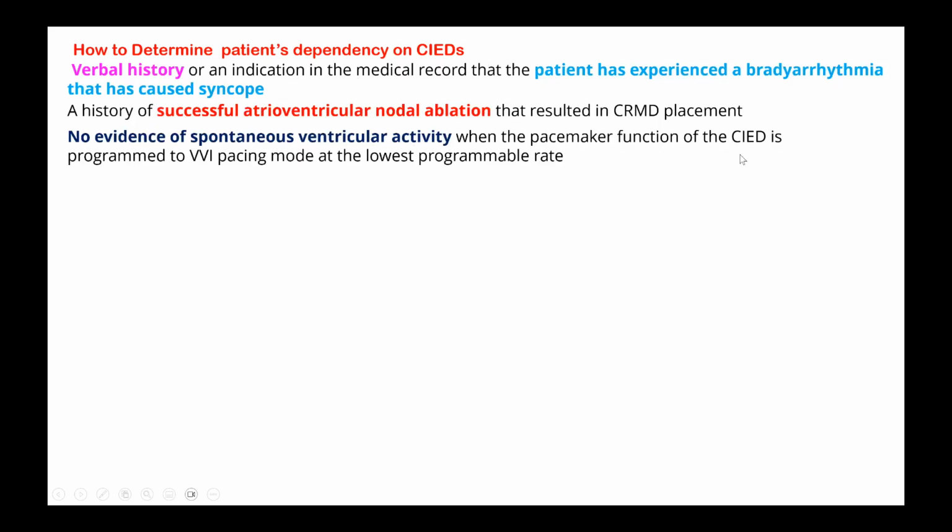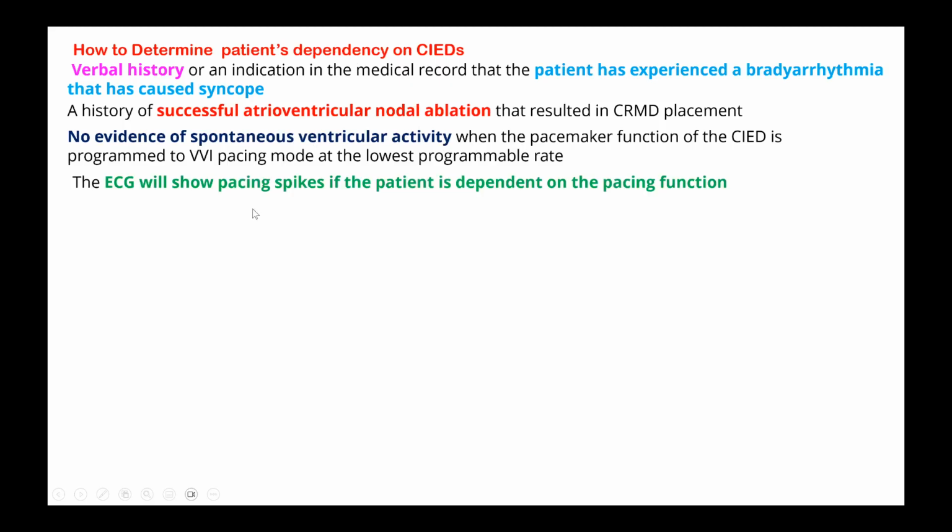The pacemaker function in the CIED is programmed to VVI pacing mode. That means the ventricle is not acting at all. That patient will also be dependent on the pacemaker. And the ECG shows pacing spikes if the patient is dependent on the pacing function. So constantly you get a pacemaker spike. All of you would have seen ECGs with that. Before the QRS complex, there may be a pacing spike, a straight vertical line, and then the QRS will occur. That means the patient is dependent on the pacemaker.